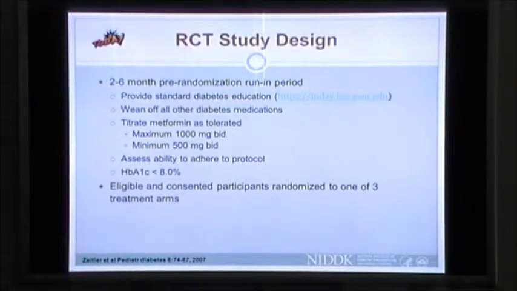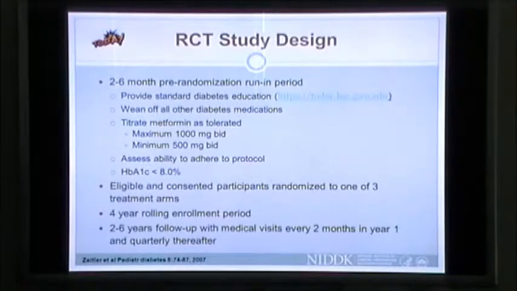All the eligible consented participants were randomized to one of 3 treatment arms that I told you about. We had a 4-year rolling enrollment period, and they were followed for 2 to 6 years with medical visits every 2 months in year 1 and quarterly thereafter. We were taking care of their diabetes. We provided their diabetes medication, their supplies, their testing equipment, all of their care, which was critical to actually getting this done.